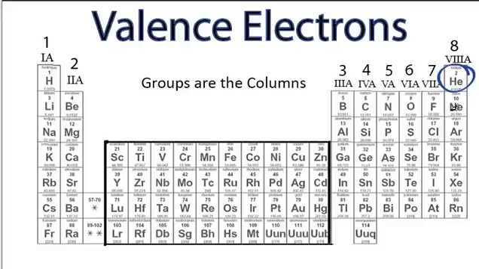So that's it. Those are the valence electrons on the periodic table. If you know your group numbers and you remember that groups go up and down, you'll have no problem figuring out how many valence electrons there are.